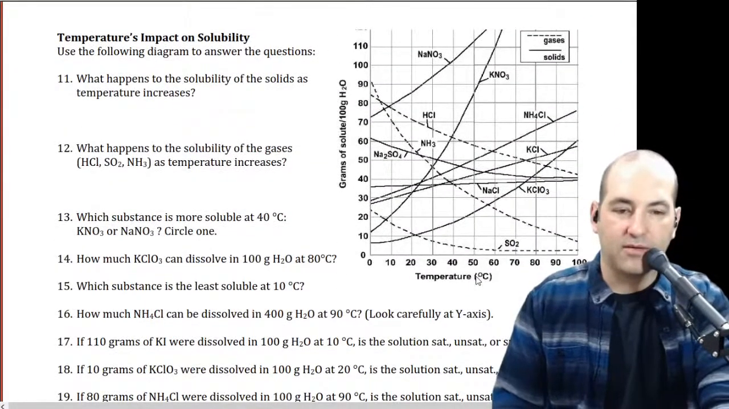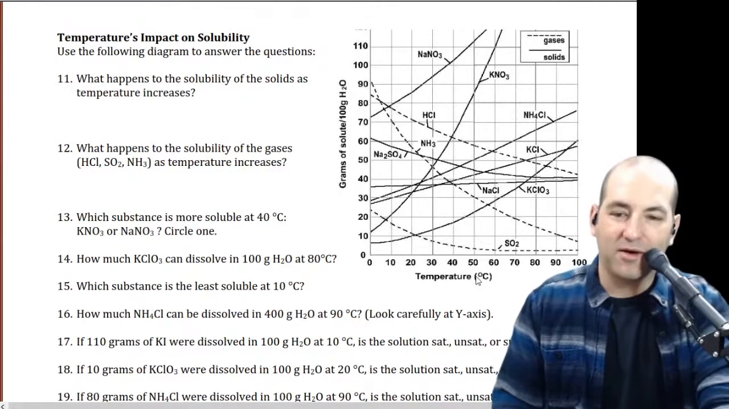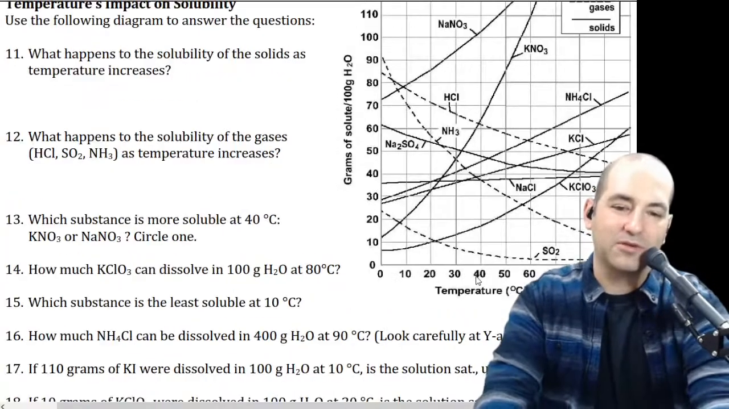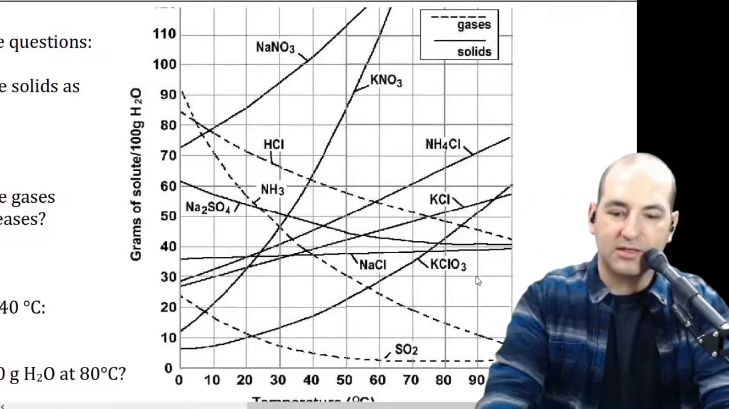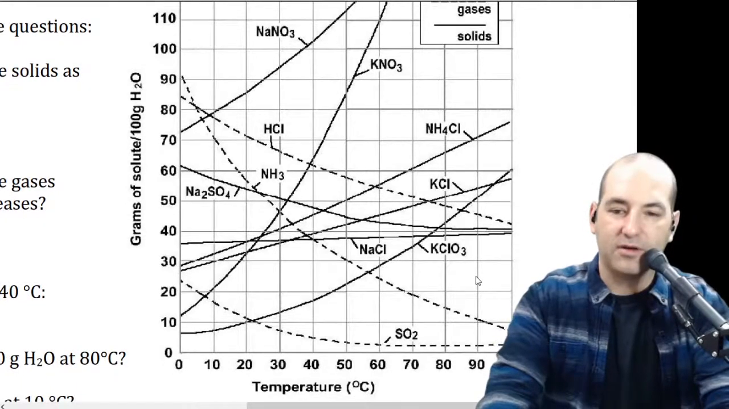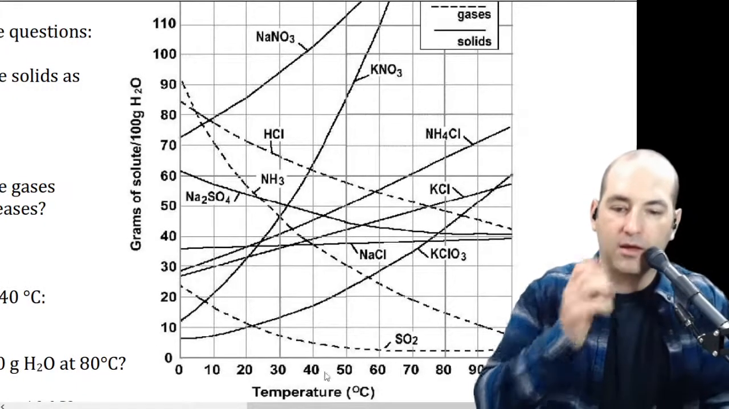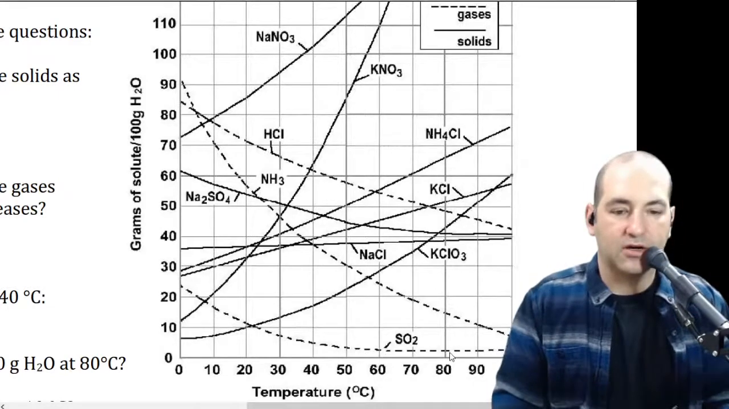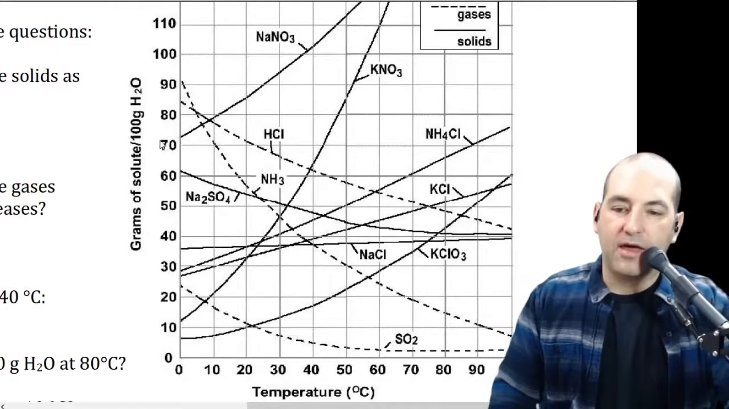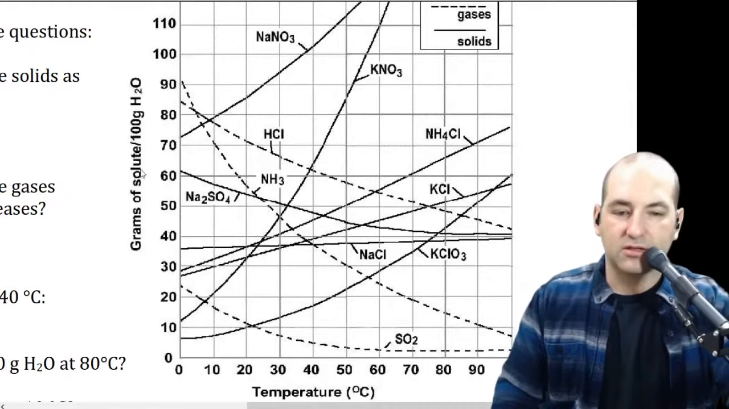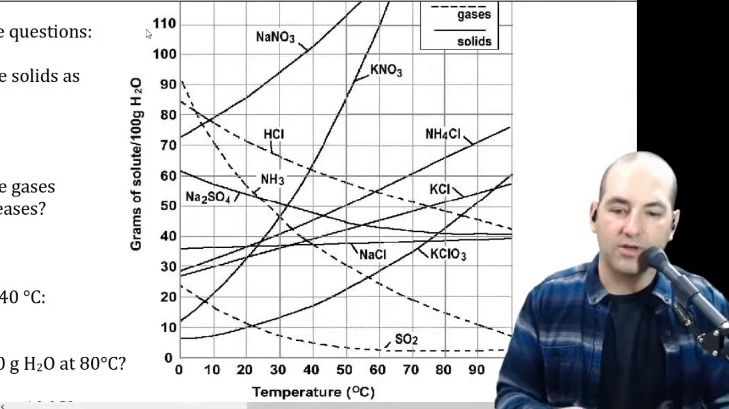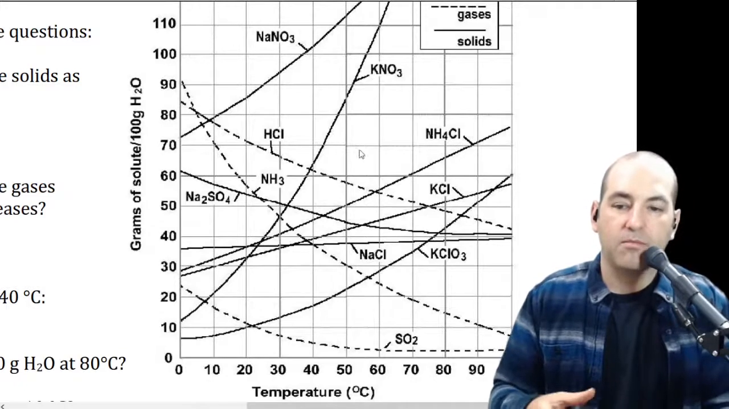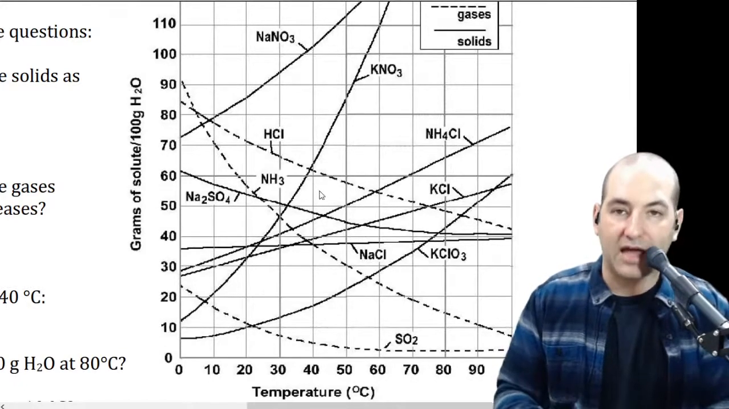Okay, so here's a very busy graph about what happens to solubility as temperature increases. So let's talk about it together a little bit. On the x-axis, our independent variable here is temperature. So we're looking at what happens when we increase temperature. And then this is the solubility, which you'll notice is written in grams of solute per 100 grams of water. So if we have 100 grams of water, how many grams of whatever substance can we put in before we make a saturated solution?